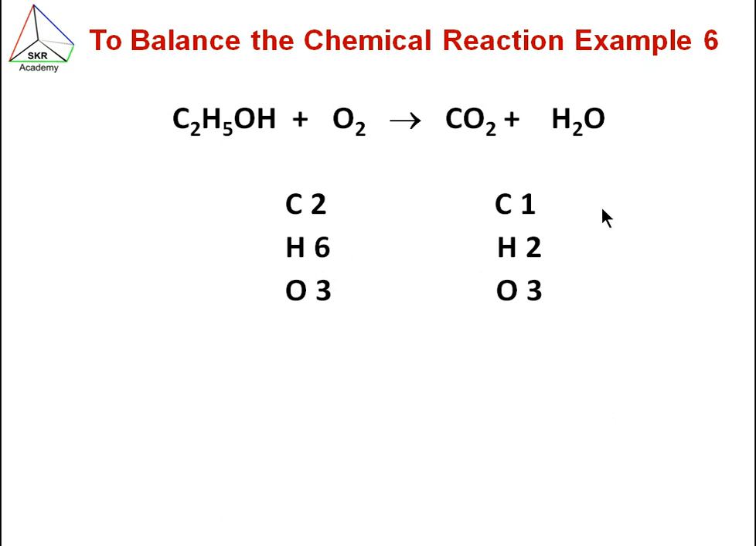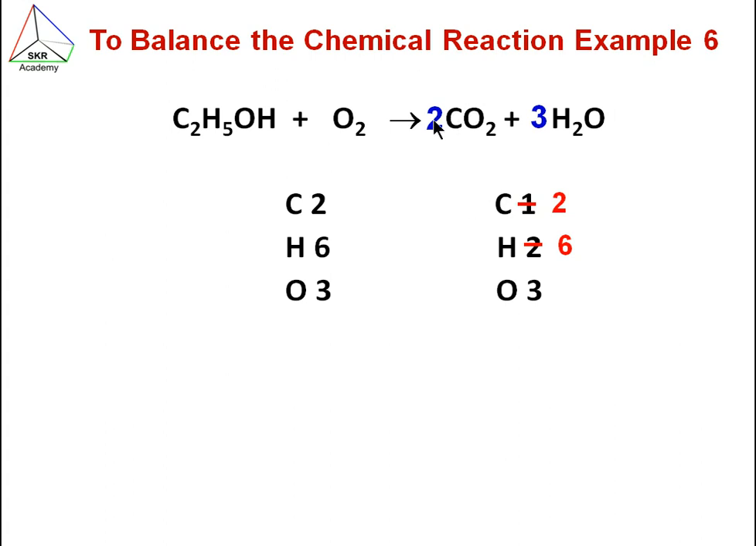First carbon: we will add number 2 coefficient in front of carbon dioxide gas, so this will be balanced, 2 and 2. And then we will balance hydrogen by adding coefficient 3 in front of the water molecule. Then total hydrogen will become 6, since there were already 6 hydrogen on the left-hand side, so this is also balanced.